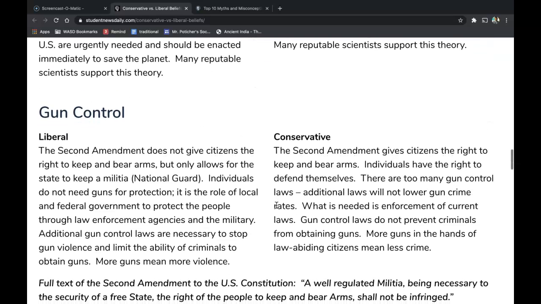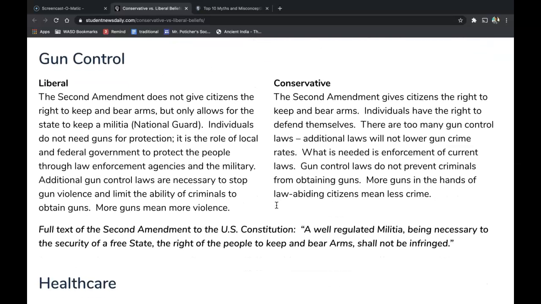On the issue of gun control, and once again this should sound familiar, liberals and Democrats would say that the Second Amendment does not give citizens the right to keep and bear arms, but only allows for the state to keep a militia like a National Guard. Individuals do not need guns for protection. It is the role of local and federal government to protect the people through law enforcement agencies and the military. Additional gun control laws are necessary to stop gun violence and limit the ability of criminals to obtain guns. More guns means more violence.